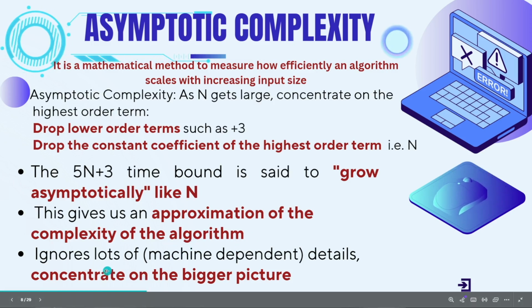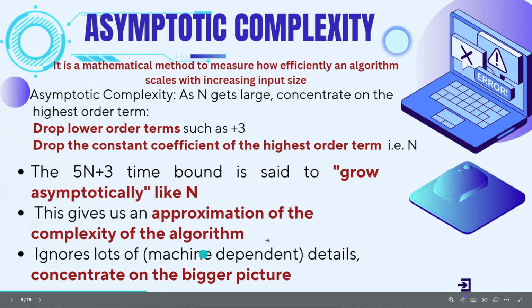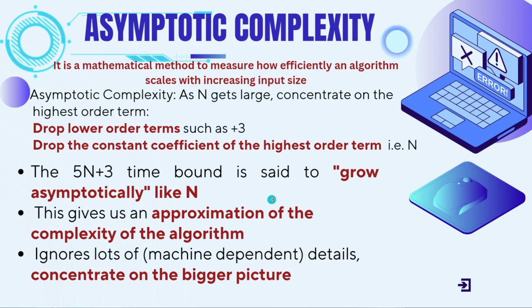And of course, we mentioned that we will be ignoring many of the other factors that also have an impact on an algorithm's performance. We will be ignoring the machine details and we will be focusing only on the bigger picture, which is the size of the input and the nature of the input. We are going to study 3 asymptotic notations in this lecture.